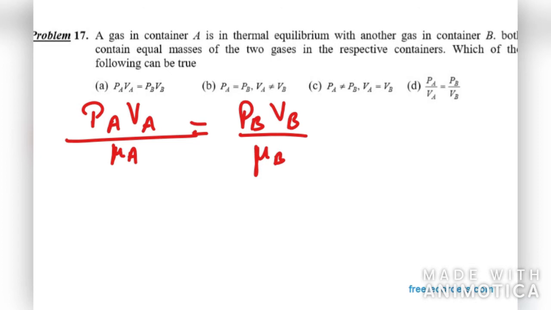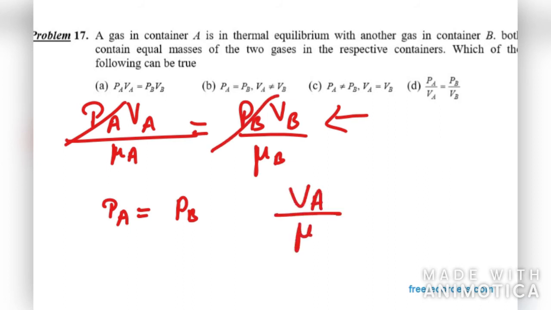Now moving on to the next relation. As you know, PA is equal to PB according to the given equation, and if PA and PB are equal, they can be cancelled out. So you are left with VA mu A equal to VB mu B. Now that means VA is not equal to VB.